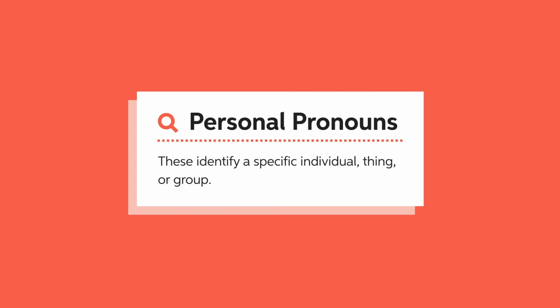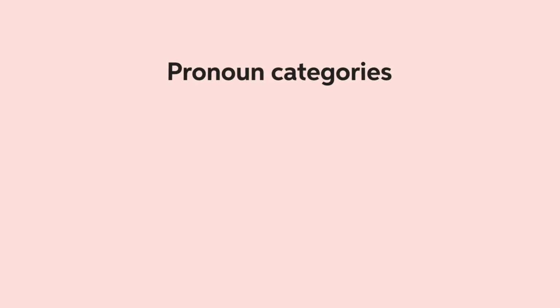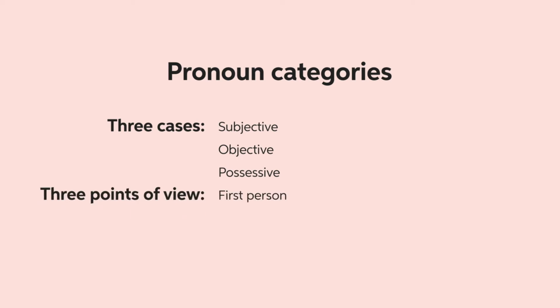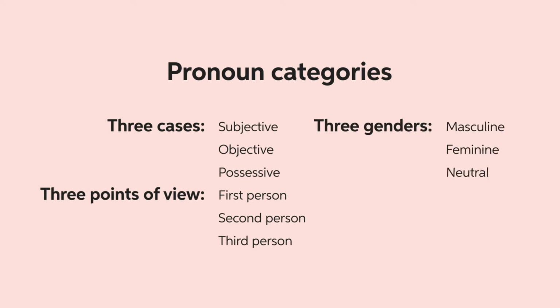Personal pronouns identify a specific individual, thing, or group, and they can be categorized in several ways. There are three cases of pronoun: subjective, objective, and possessive. Three points of view: first, second, and third person. Three genders: masculine, feminine, and neutral. And two numbers: singular and plural.